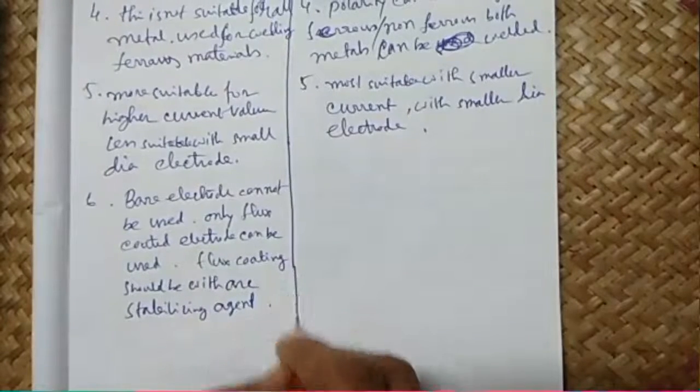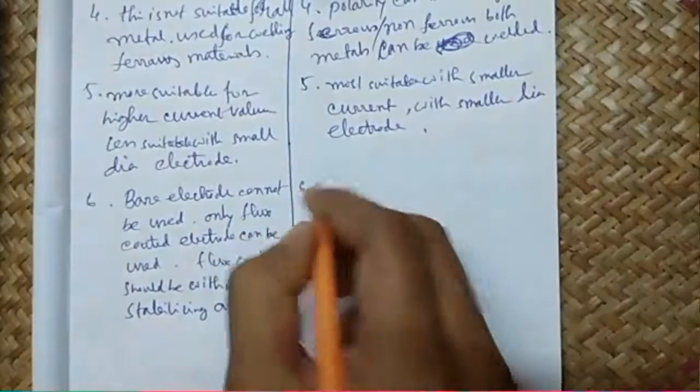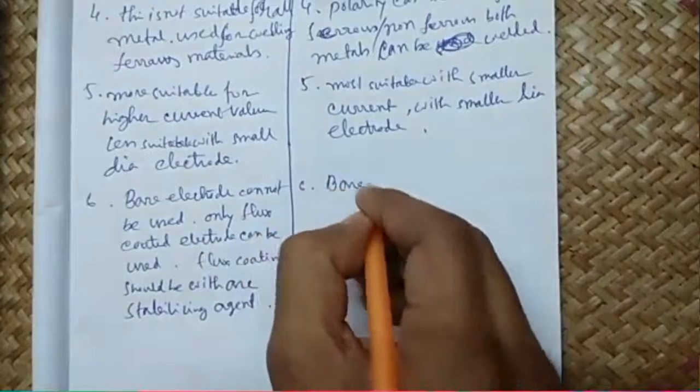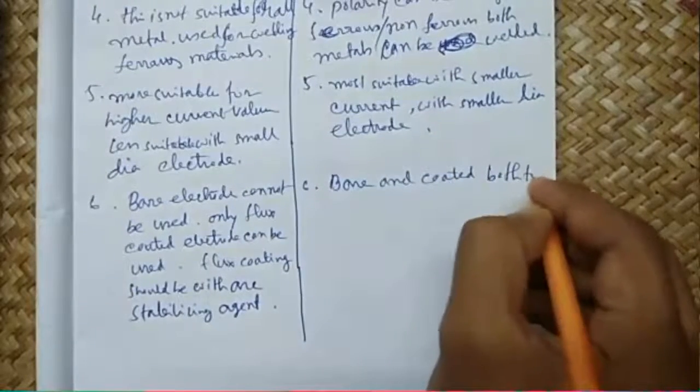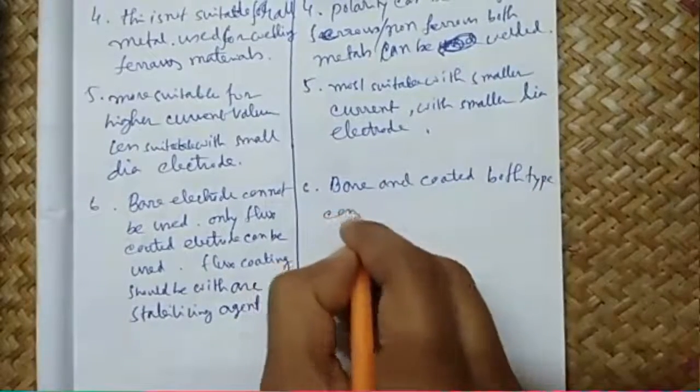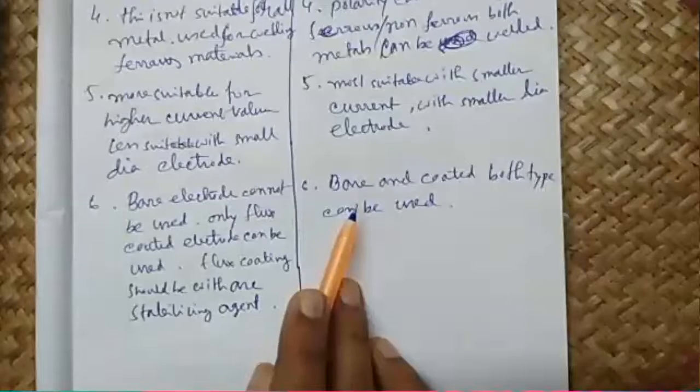Okay, here bare and coated, both type can be used. But if you use bare electrode, you have to always produce shielding gas separately.